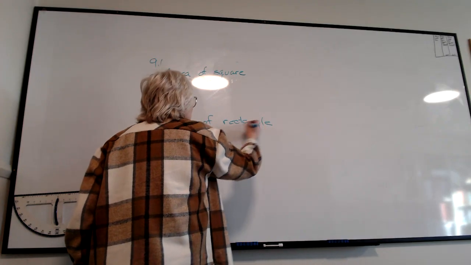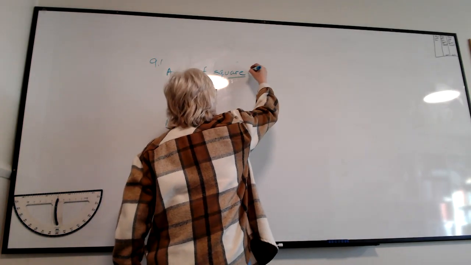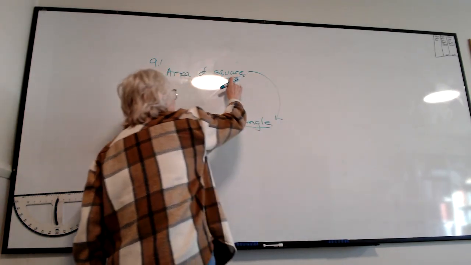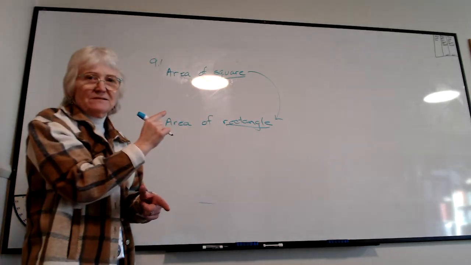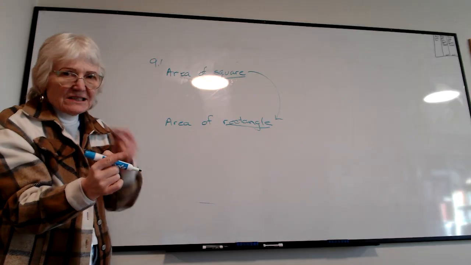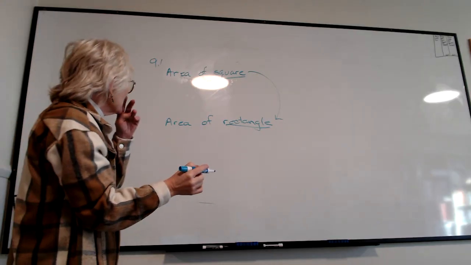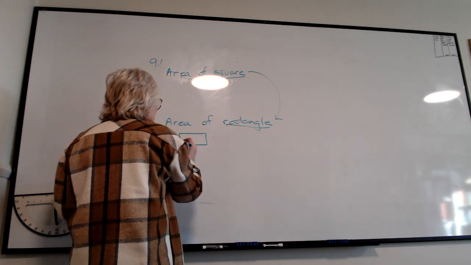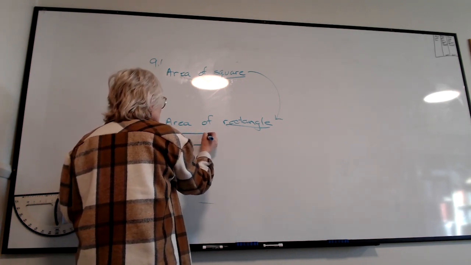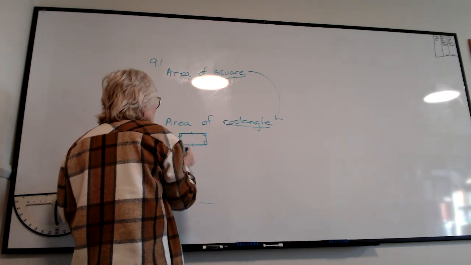Now, since a square is a rectangle, I can actually use the rectangular formula for squares. Okay, we'll just see why it's a little bit different. So if I have a rectangle, which remember has 4 right angles, opposite sides are the same length.